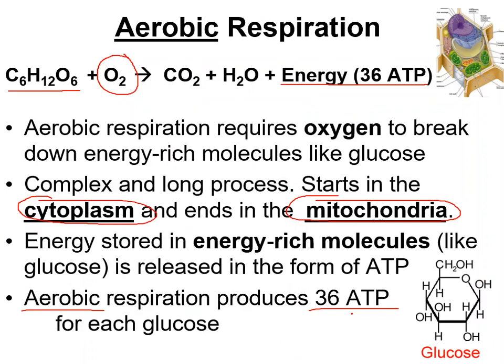Nope, maybe we're not. Maybe I misunderstood my own slides. All right, we're not. We'll go into some detail at the end, but for right now, just know these basic points. It starts in the cytoplasm, ends in the mitochondria, produces about 36 ATP, which is cellular energy.